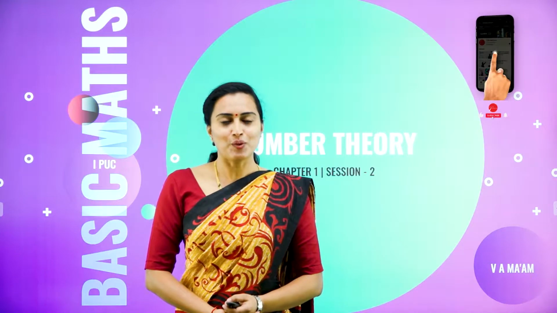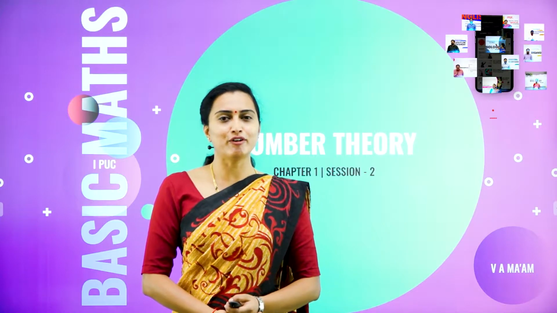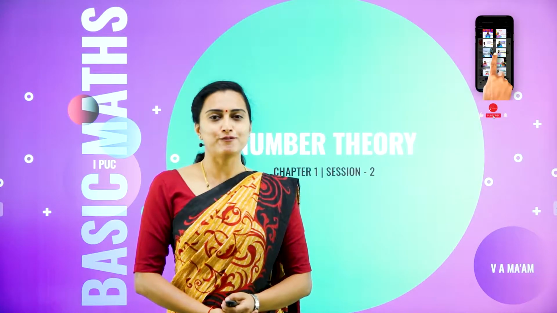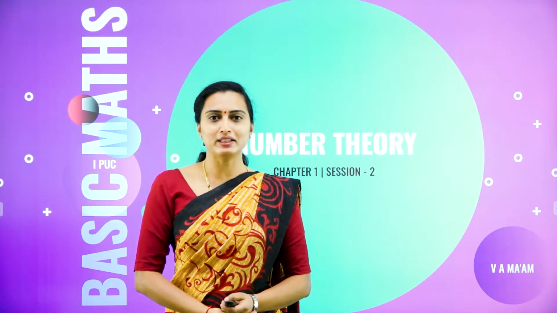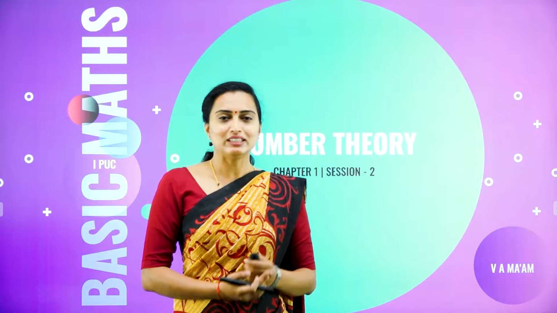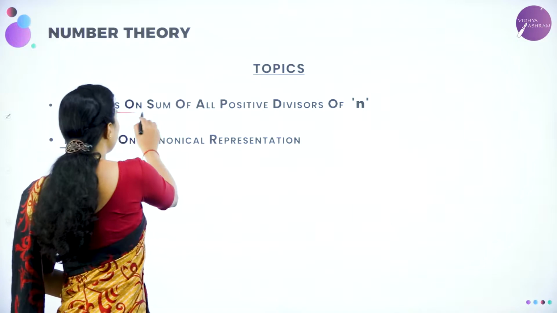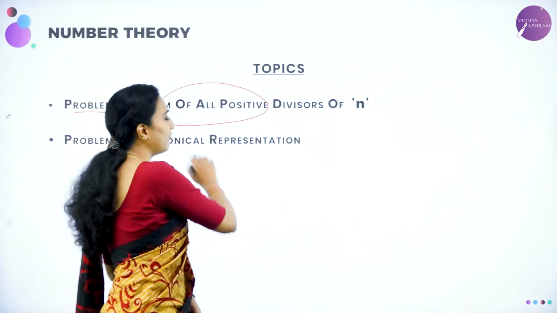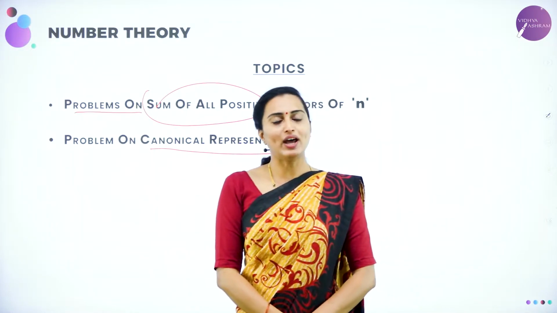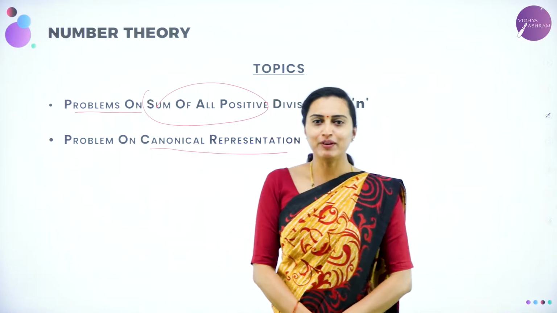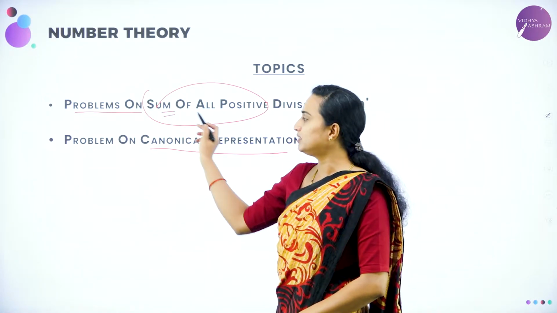So in the last session, we learned how to solve problems by applying the fundamental theorem of arithmetic, and also we solved the types of problems on the number of positive divisors of n by applying the formula of T of n. So in this session, we are going to learn problems on the sum of all positive divisors of n, and then we are going to solve problems on canonical representation. Now let us move on to how to solve the problem of the sum of all positive divisors.